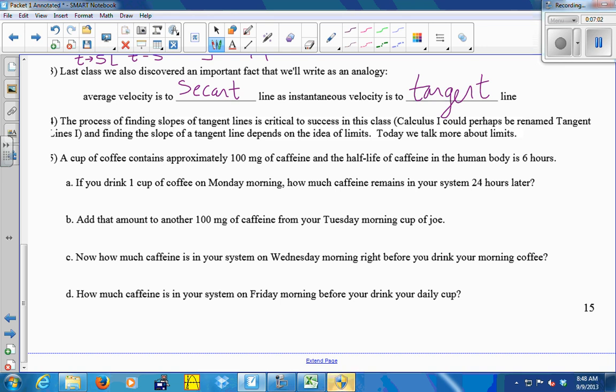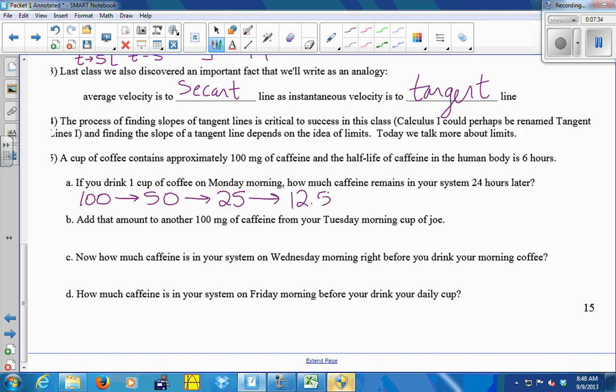So you say, okay, let's see, 24 hours. How many sets of 6 hours are in 24 hours? 4. So I'm going to half it 4 times. I'm going to take my 100 milligrams, and over the course of 24 hours, I'm going to eliminate half of what's in my body 4 times. So over the first 6 hours, I go to 50, right? And then I half it again, I go to 25. And I half it again, I go to 12 and a half.